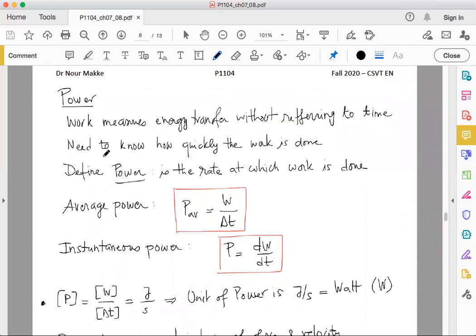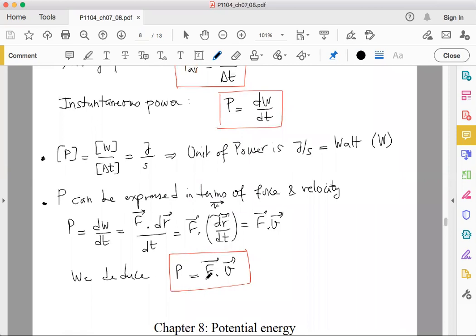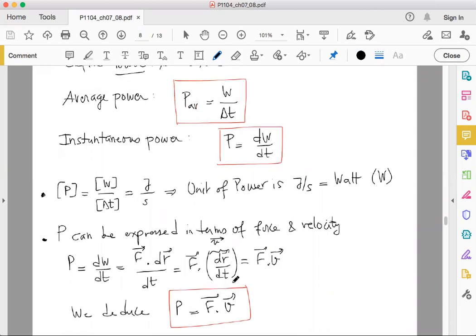And finally, the power. You need to know the average power, the instantaneous power, and this general expression for the power, where it is expressed in terms of the force and the velocity. So this is it for chapter 7.